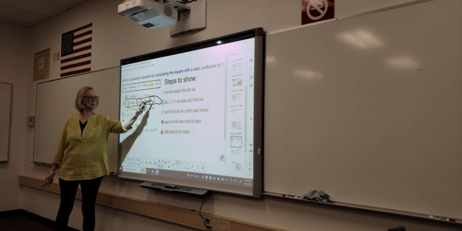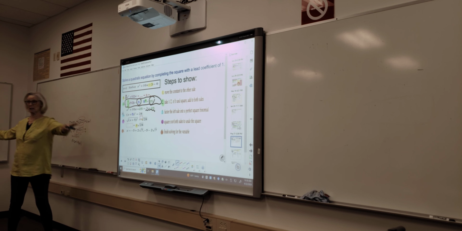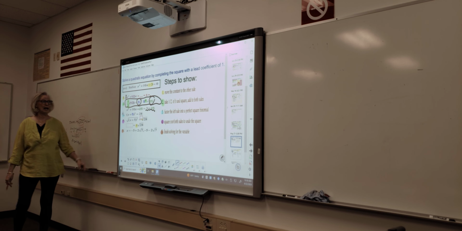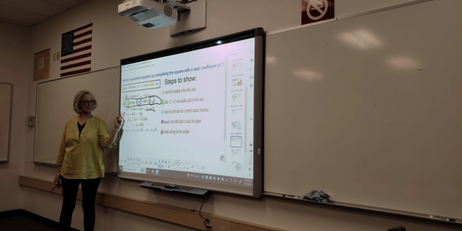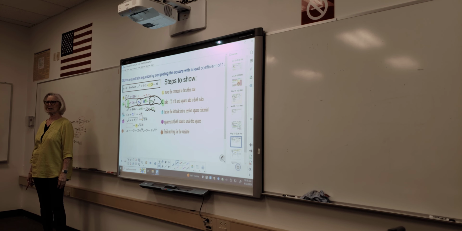These 2 numbers are really important. They help build my problem because I need to add 25 to both sides, remember, to keep our equations balanced. And then we need to have our binomial squared, because once I get this binomial squared, the rest is a piece of cake.